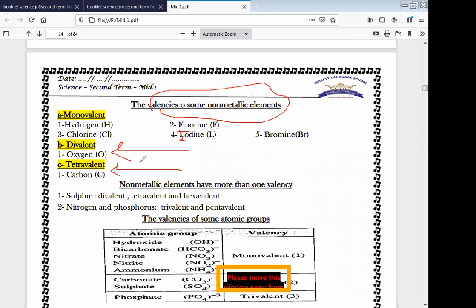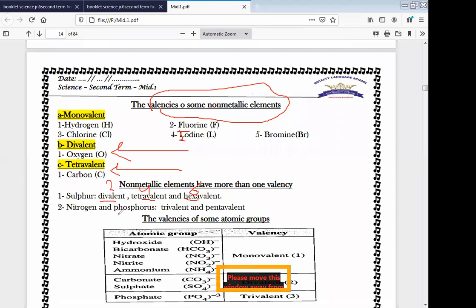We have non-metallic elements that have more than one valency. We studied the metallic elements that have more than one valency, such as copper, mono and di, and iron, di and tri, ferrous and ferric. But non-metals that have more than one valency: sulfur and nitrogen. Sulfur: di, tetra, hexa, that is 2, 4, 6.